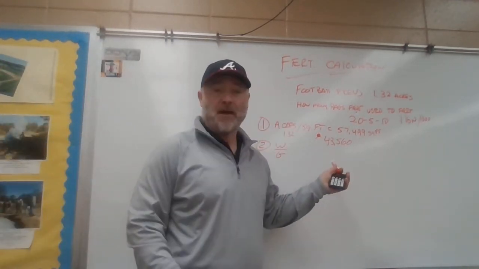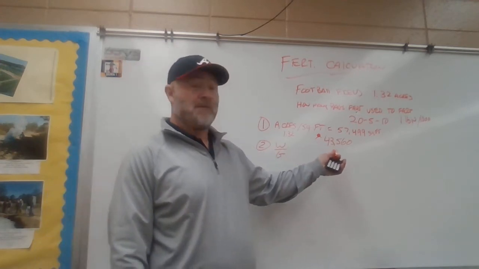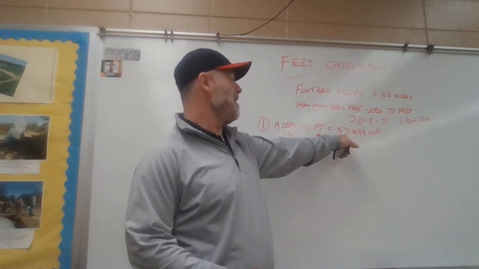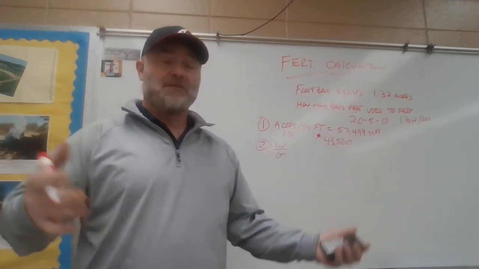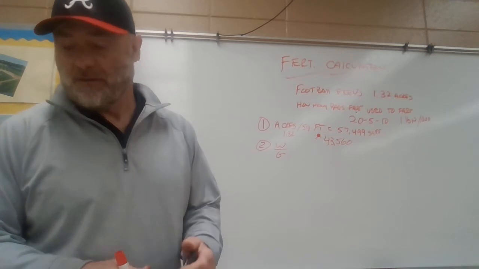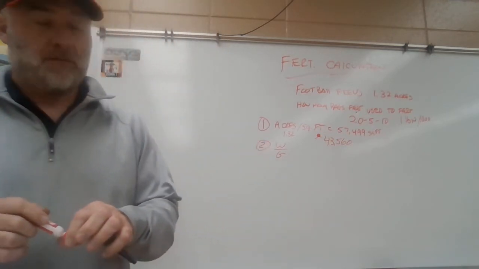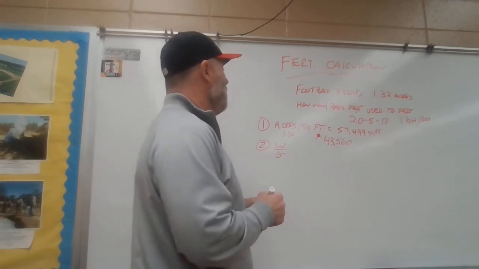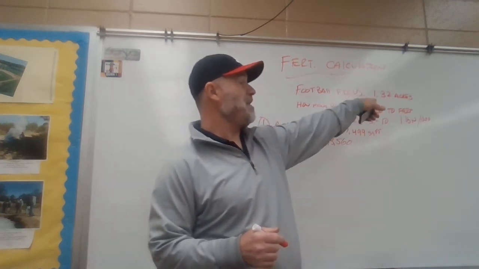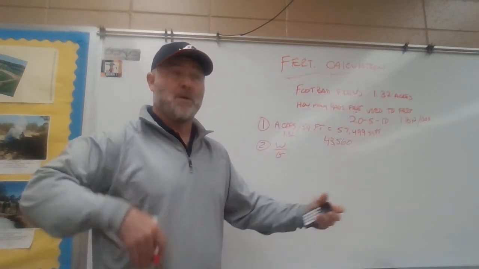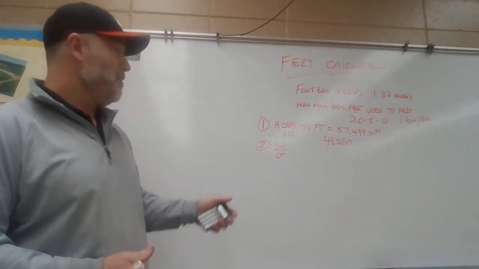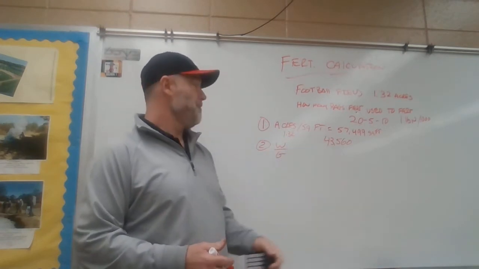1.32 acres. I'm going to multiply 43,560 times 1.32, which gives me 57,499 square feet. In class, we'll round up. Always round up. But for this example, don't worry about the decimals too much. I want you to know, too, if this was square feet instead of acres, what would I do to get it? Divide. But we always need to get this into square feet.